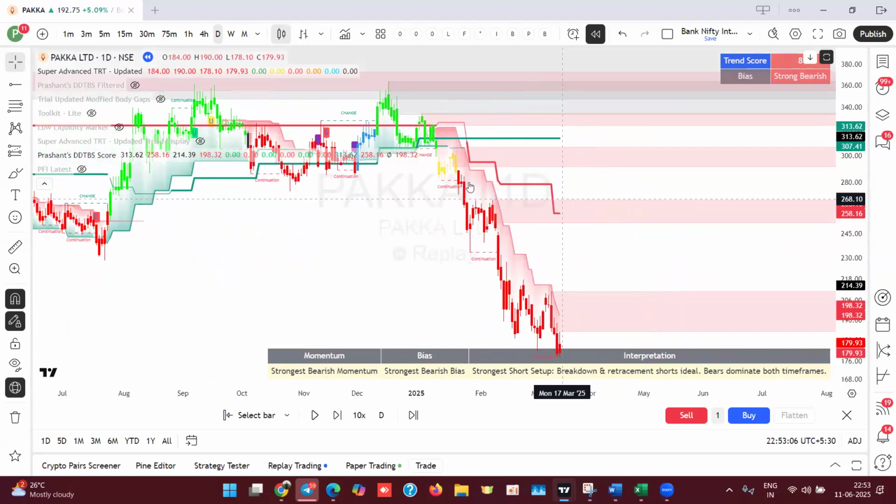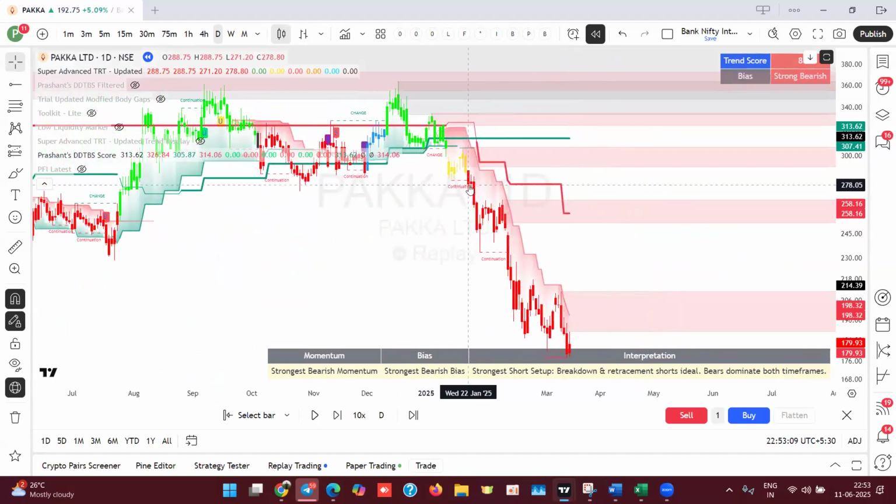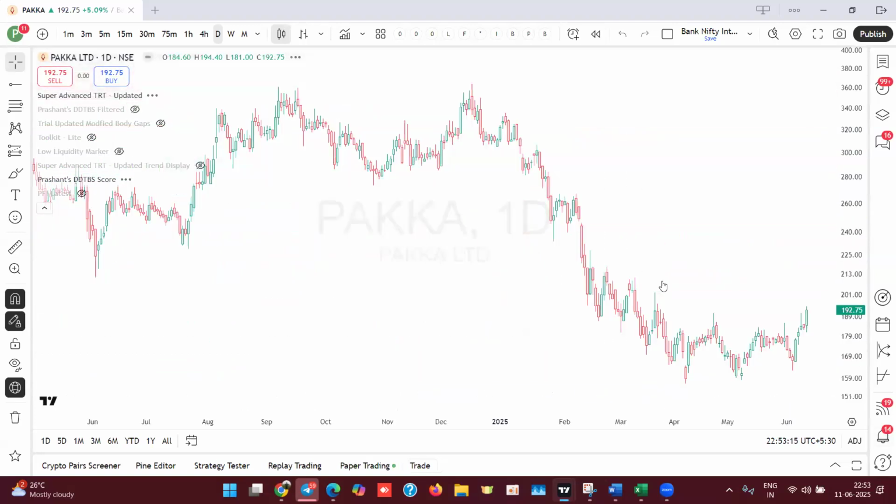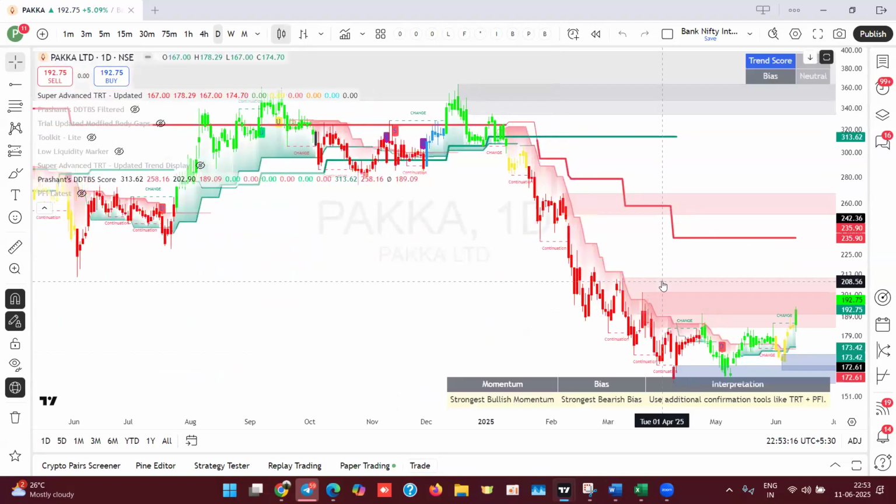Exit signal was here, 280. Now it is 180. Kindly check the recent chart, no? It's a March one. Sorry. So the bar replay thing.